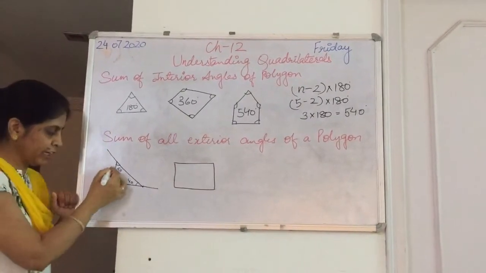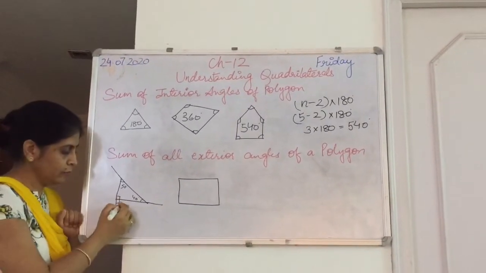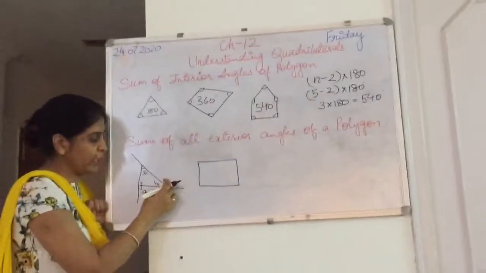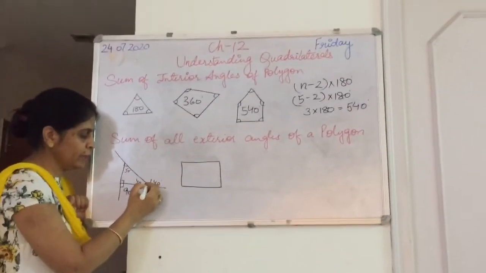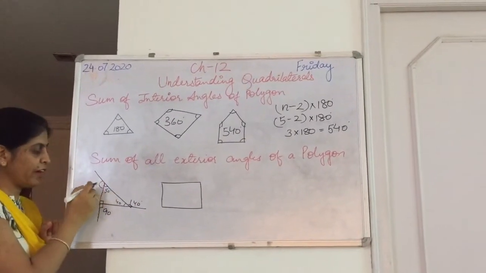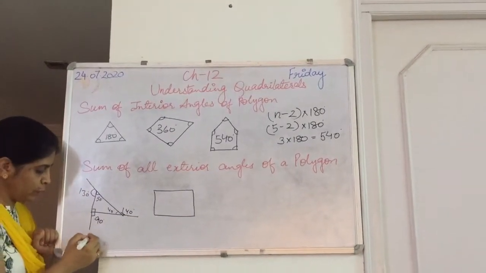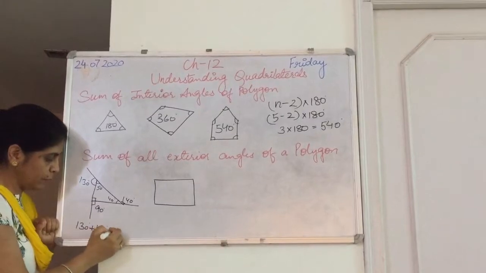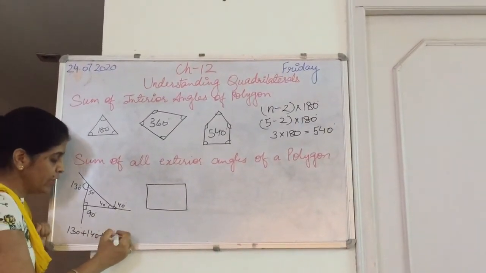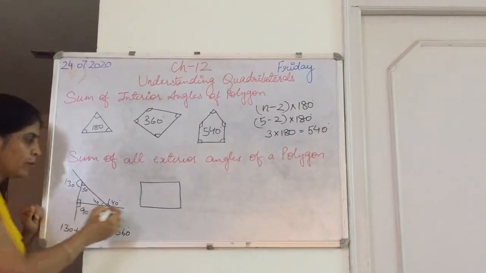So if this is 90 and a linear pair is formed, so this is 90. If this is 40, so this is a linear pair, so 180 minus 40 is 140 degrees. And in this case, if this is 50, it will be subtracted from 180, it will be 130. So when you add up 130 plus 140 plus 90, it will become 360 degrees. Clear? Now let's talk about rectangle.